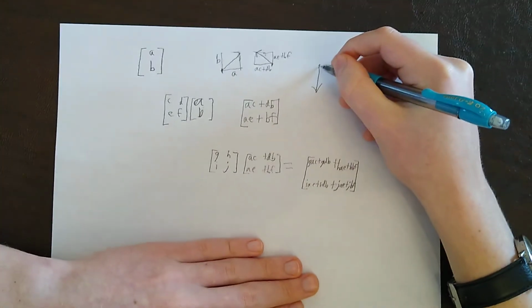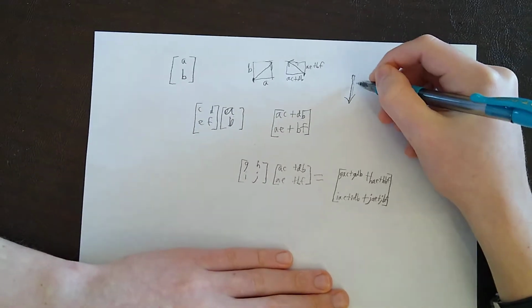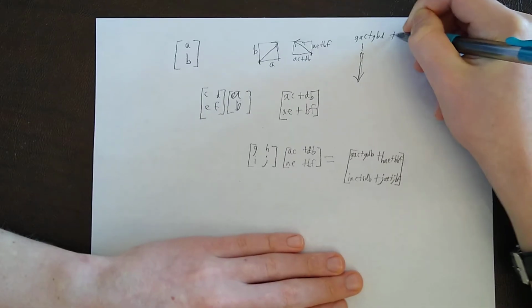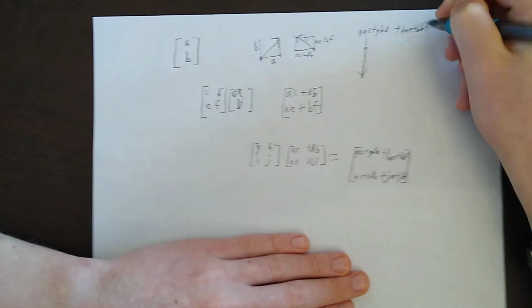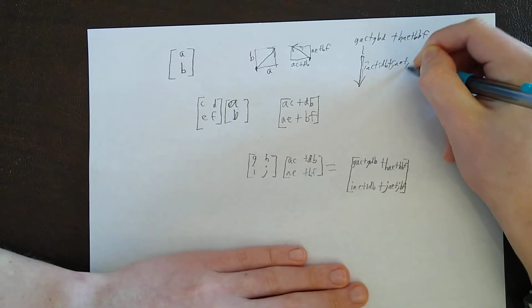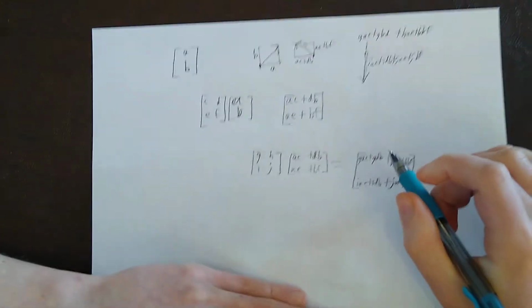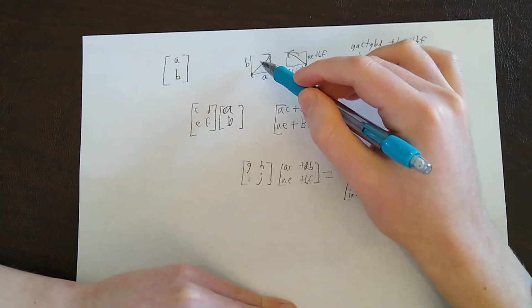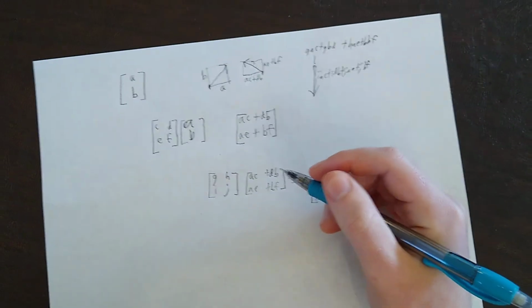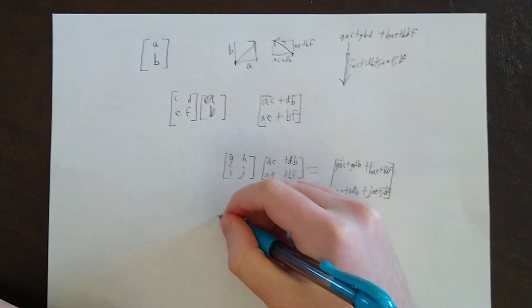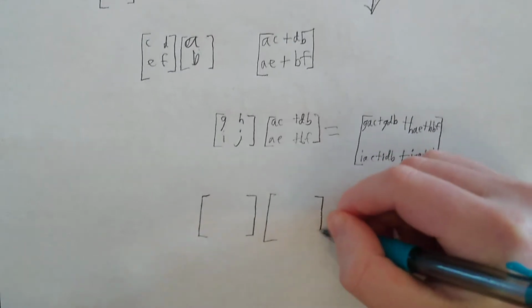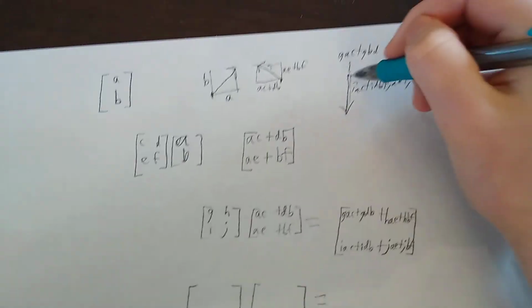So this distance here is GAC plus GBD plus HAE plus HBF. And this distance here is IAC plus IDB plus JAE plus JBF. Now, what if there were a way to go directly from here to here without going through this intermediary step? That's where matrix multiplication comes in. Matrix multiplication forms a new matrix, which is just the function from here to here.